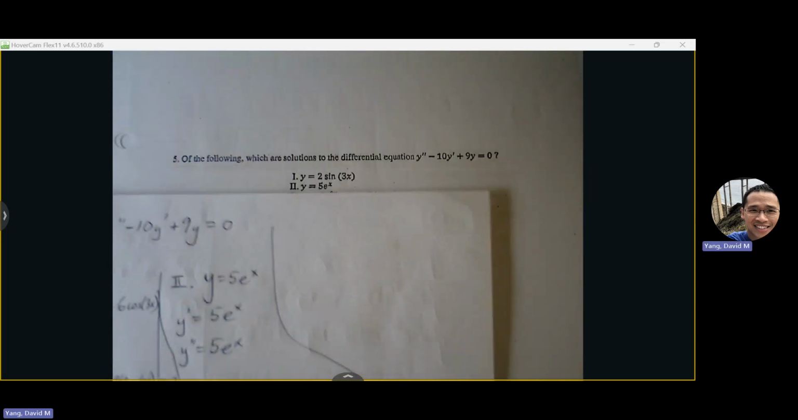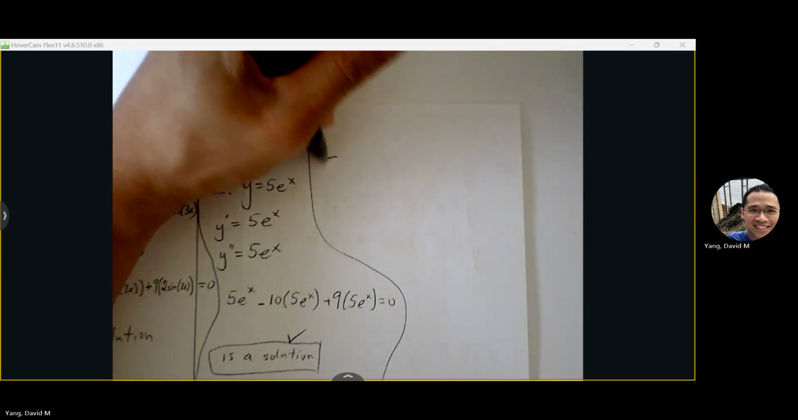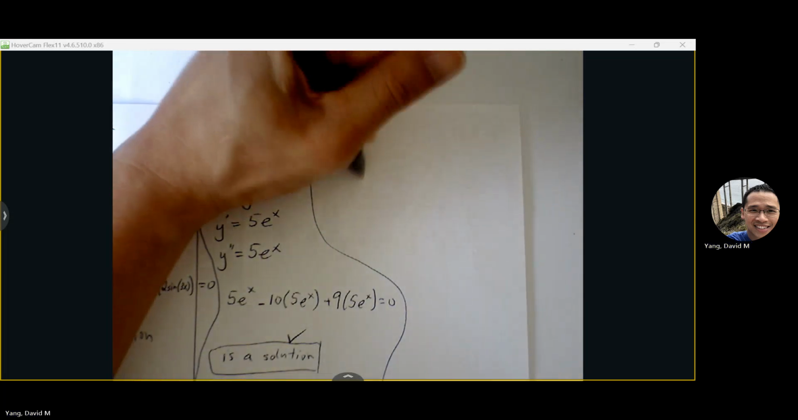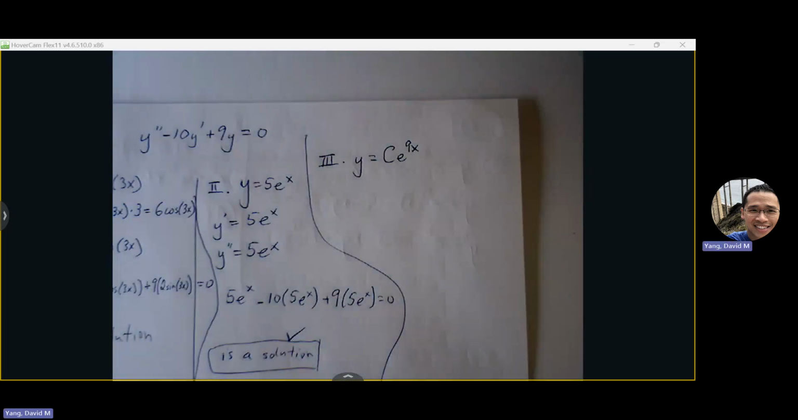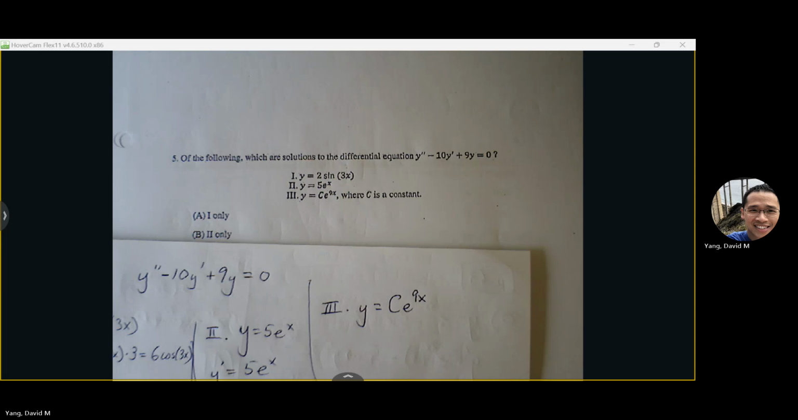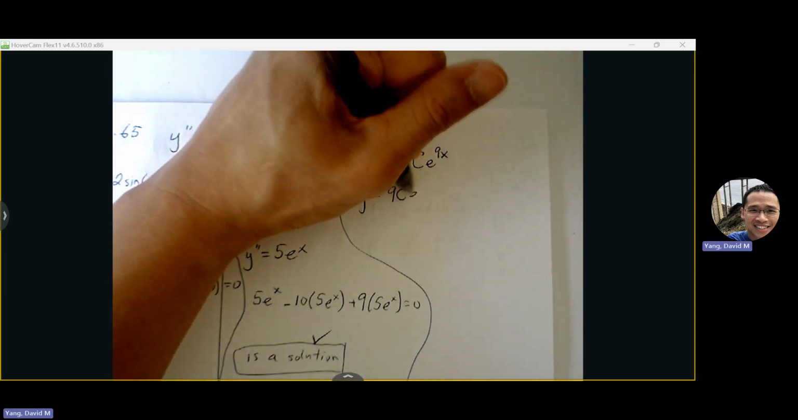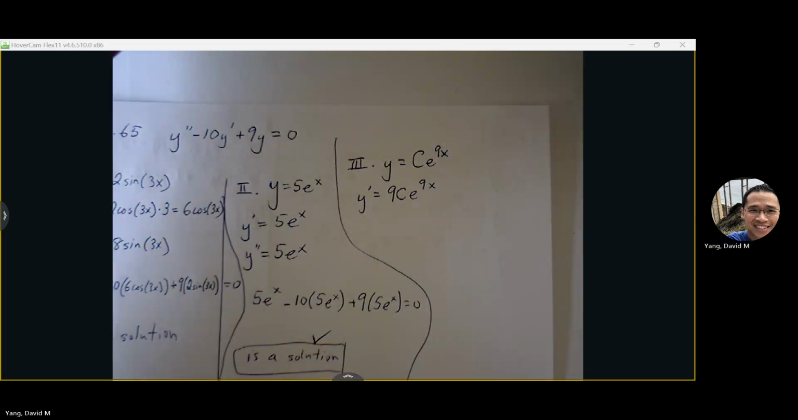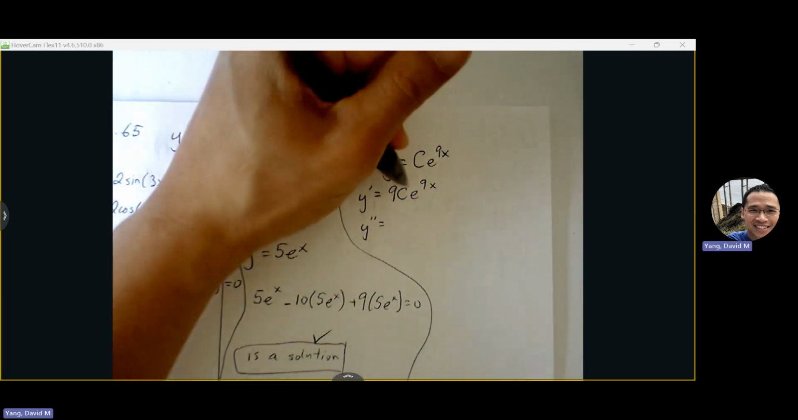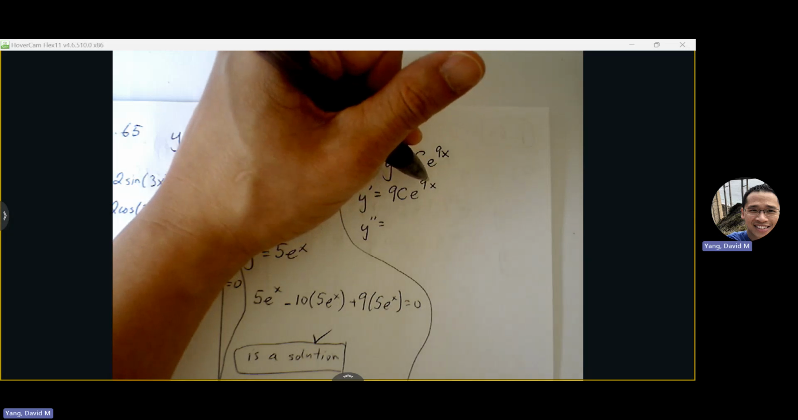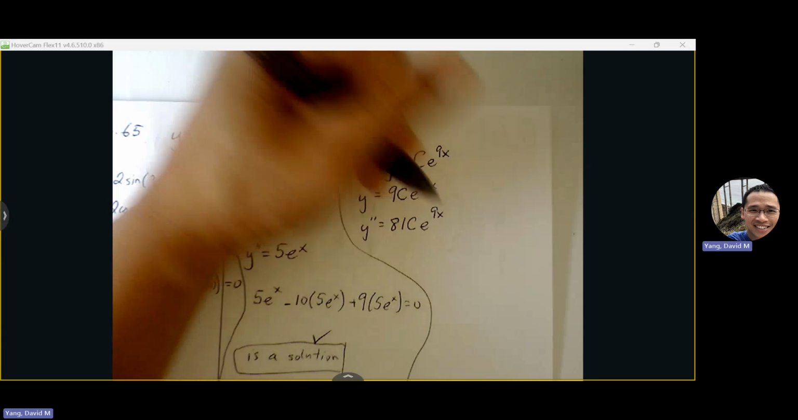Okay, option 3, y equals ce to the 9x. We don't know what c is, so we'll just leave it as some unknown constant. Okay, y prime will be 9c e to the 9x. Y double prime, bring down another e to the u becomes e to the u times u prime. Another 9 will show up, so 81c e to the 9x.